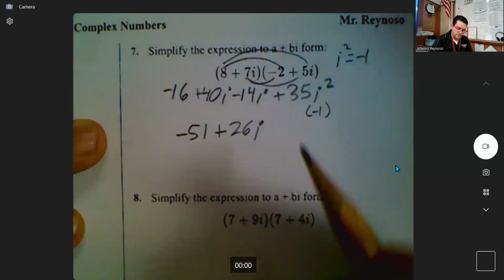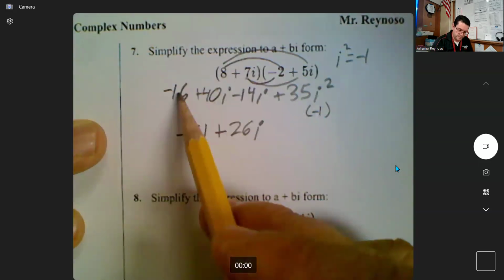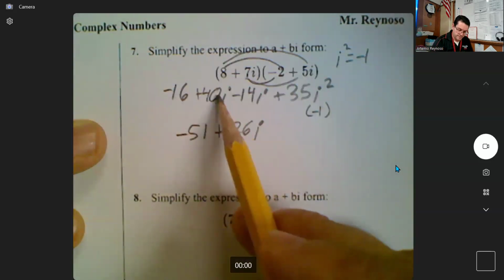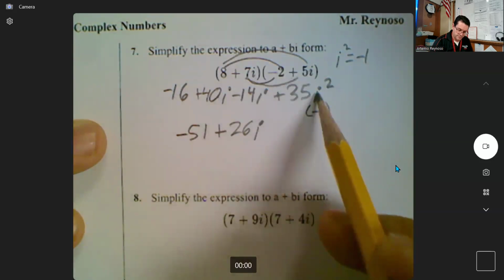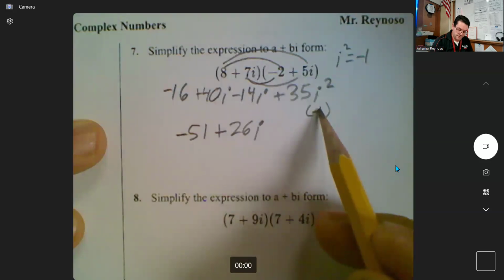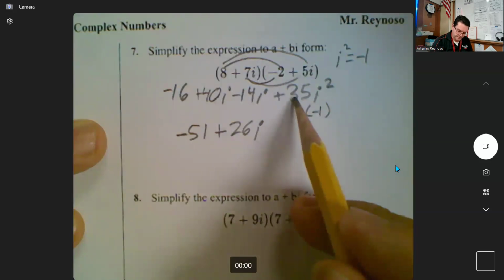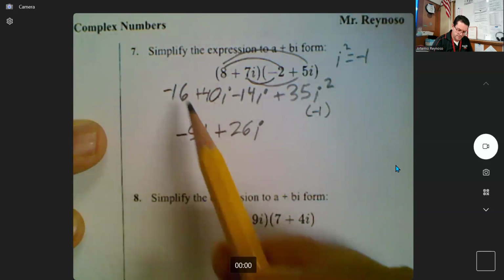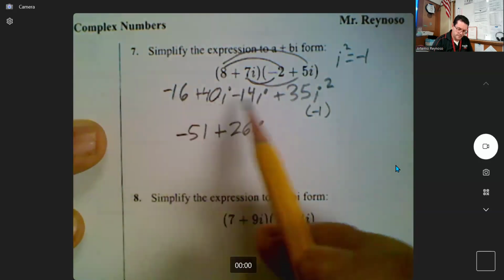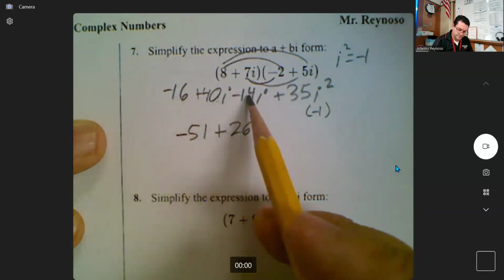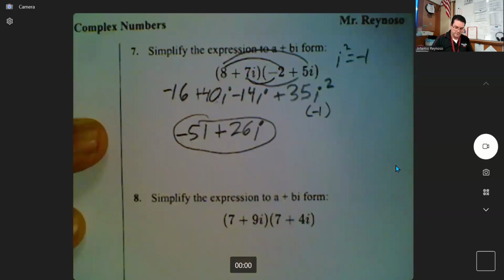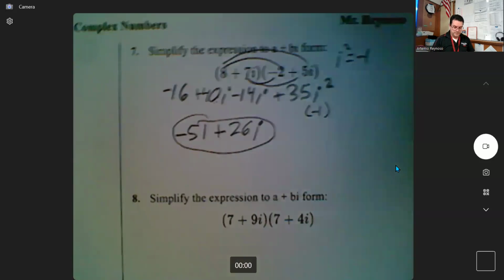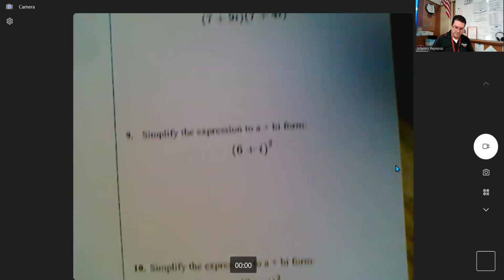I will be double checking. Negative 16, 40i's, negative 14i's, 35 i squared. The i squared is negative 1, so it becomes negative 35 minus 16, negative 51. Now the i's, 40 minus 14, that's 26. Okay, great. Now, the last step is to find the conjugate.